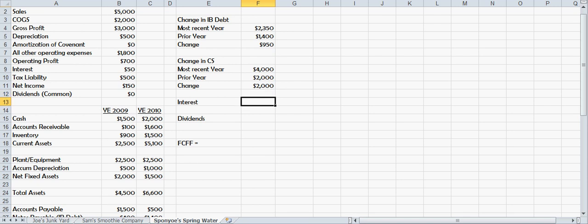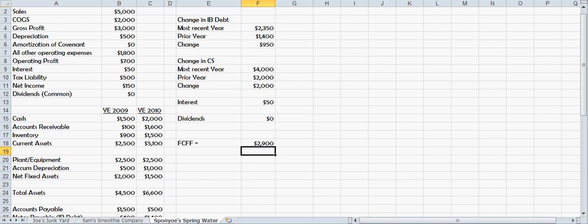Next, we pick up our interest, and that's going to come from our income statement. And we're also going to pick up our dividends, and that's also over here. It's not actually part of the income statement, but that's where, in this particular case, it's disclosed. So our free cash flow from a financing perspective is simply equal to our change in interest-bearing debt plus our change in stock minus our interest paid minus our dividends paid. And it is $2,900, which is exactly what we would have predicted from our earlier video.